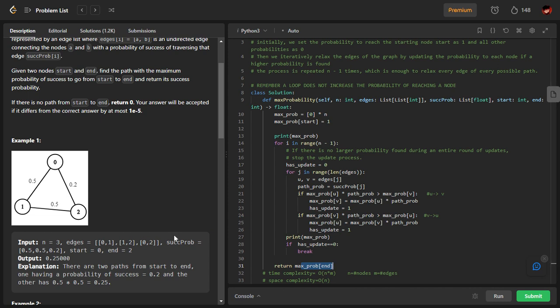Remember, the reason we are making it 0 is that we don't want the calculation to start from those nodes. That's why only the starting node we have made 1. That's the basic idea.